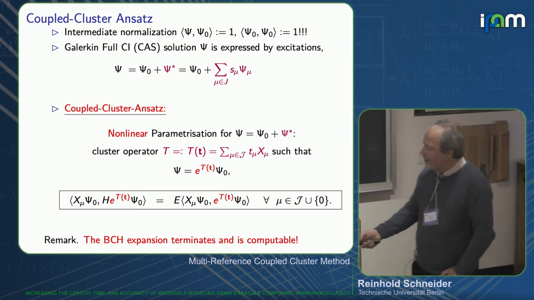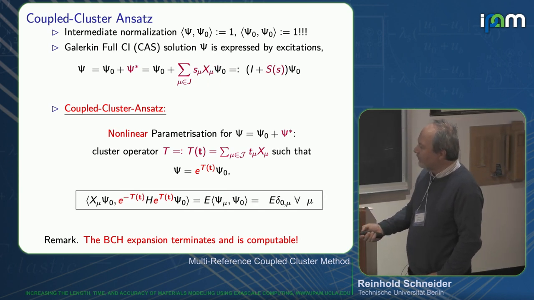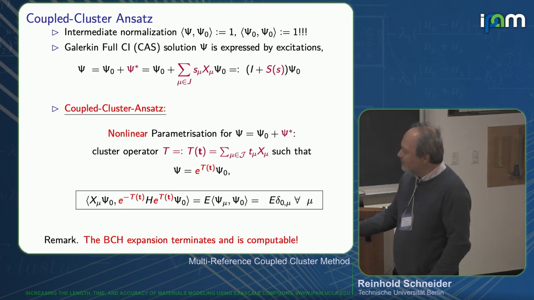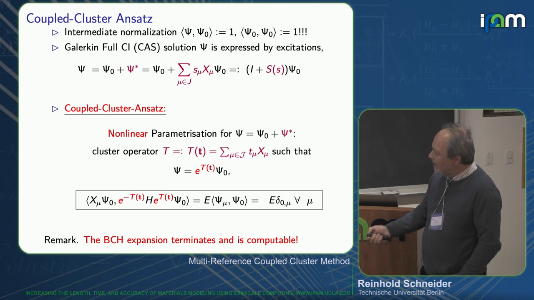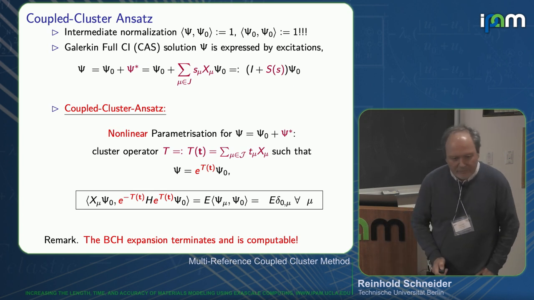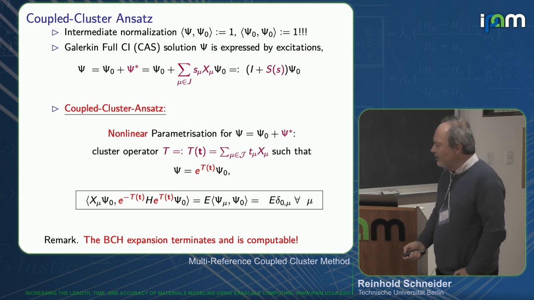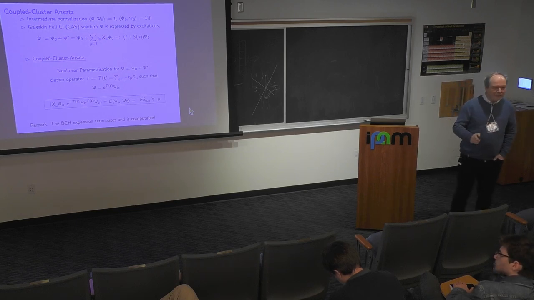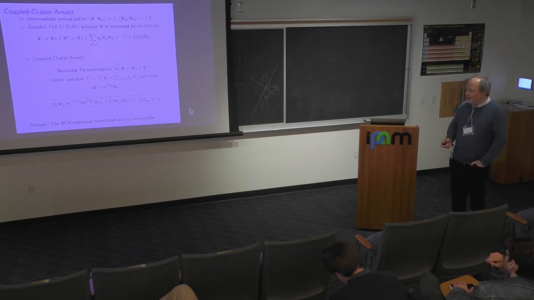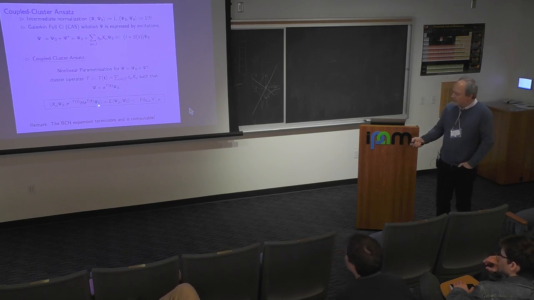Here now comes an alternative ansatz. Instead of applying H to e to the T applied to the reference, we multiply it from the left with the inverse of this exponential transform, e to the minus T. And it's quite easy to see that in the full CI space this is equivalent and gives you the same expression.